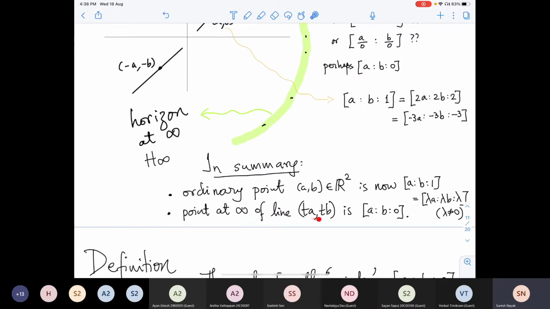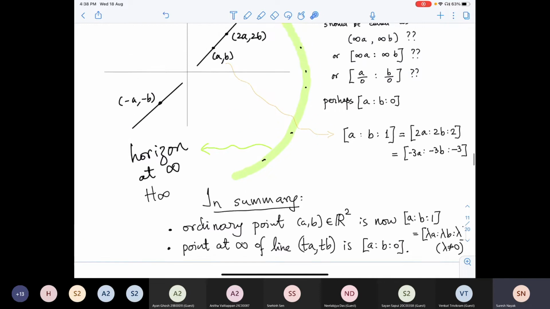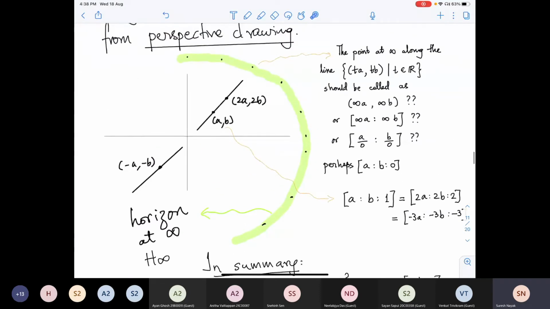And a point at infinity for a line, with direction A, B, is the point A, B, 0. So the big difference is that the third coordinate for ordinary points is non-zero. You can make it any non-zero number you like. Here it is 0, and these are your points at infinity. So this is the new idea. We have taken the ordinary real plane and added a horizon, that is, infinitely many points on the horizon, each along one line. So for every line, there's a point here.